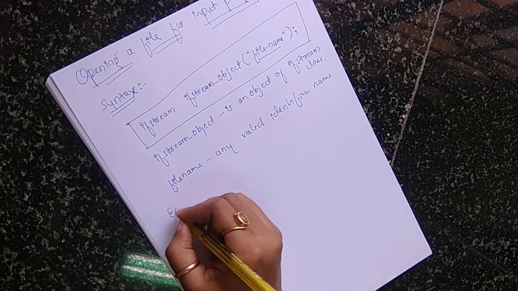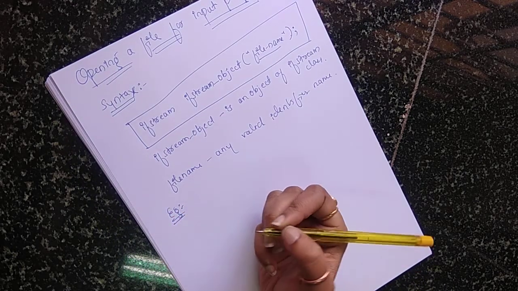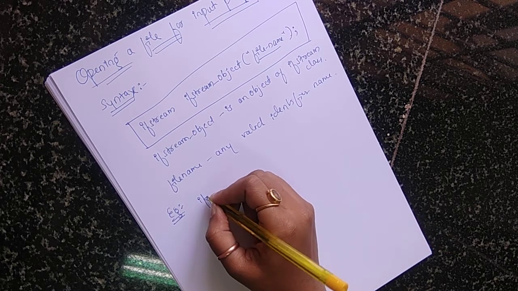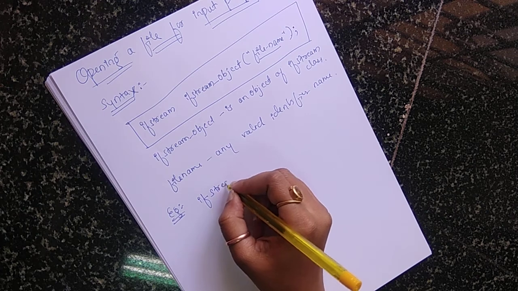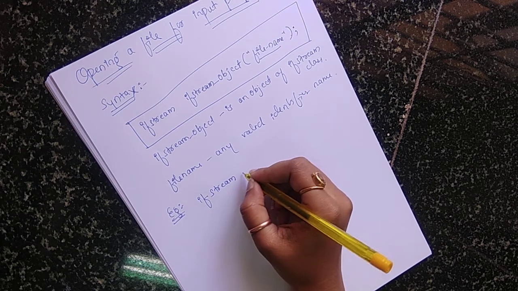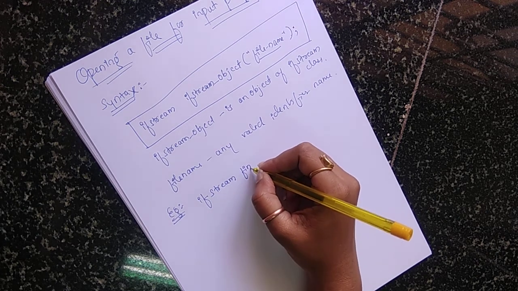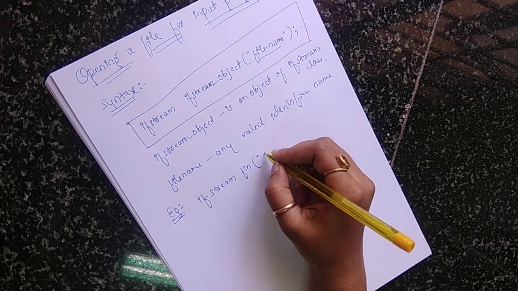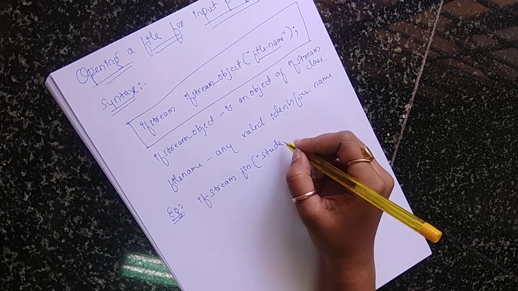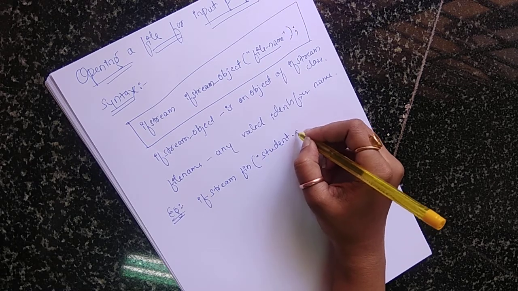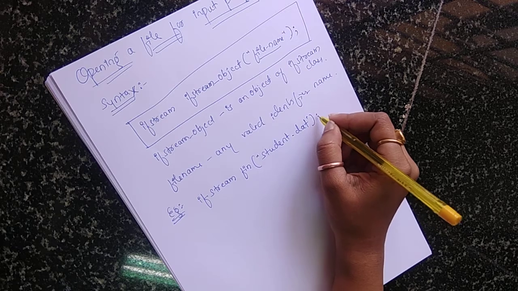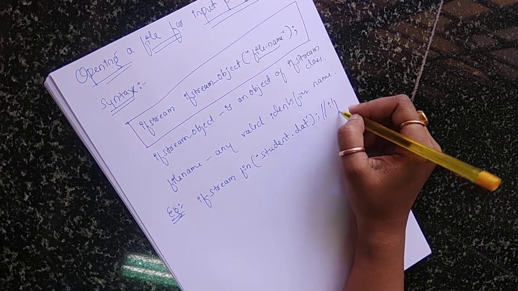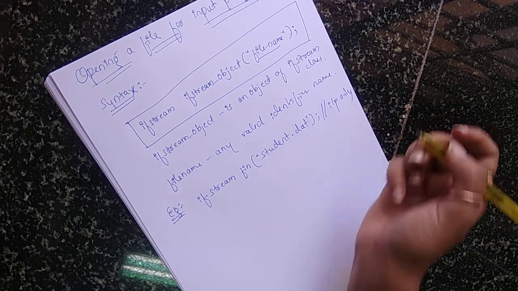Now we'll see the example. So the first example is ifstream, object name, class name, file name student.dat, ended with semicolon. This file has been opened for only input purpose, input only.